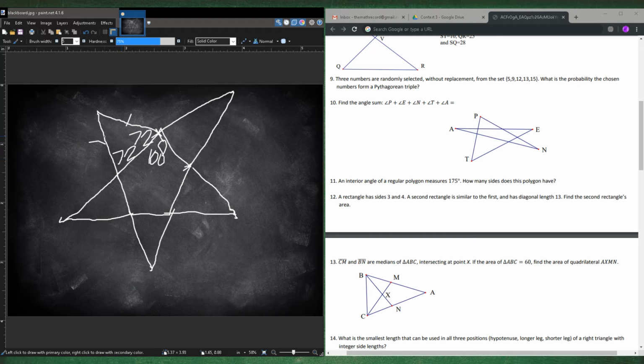So since a triangle adds to 180, it's 180 minus 72 minus 72. So this angle right here will equal 36. So since this is 36 and there's 5 of them, right? It's just 36 times 5. So the sum of P, E, N, T, and A is basically 180. It's basically just like that.